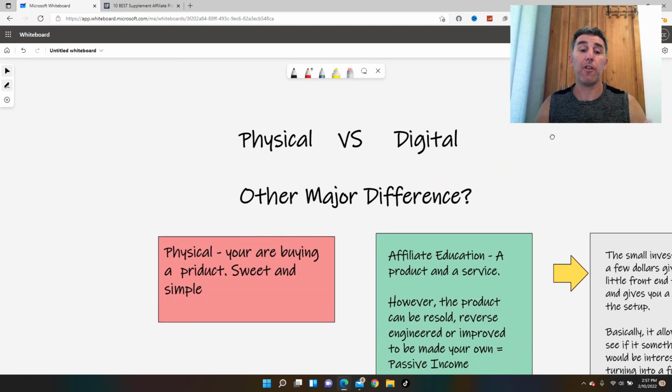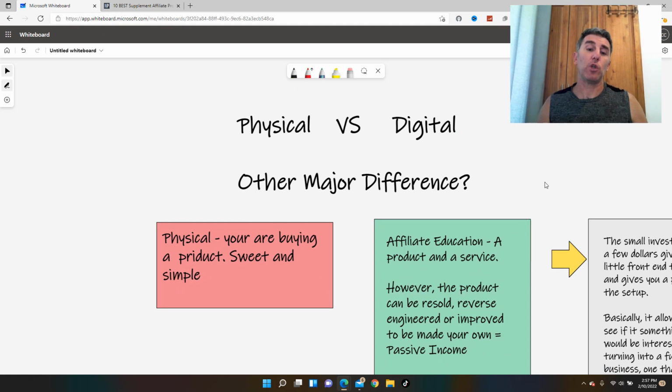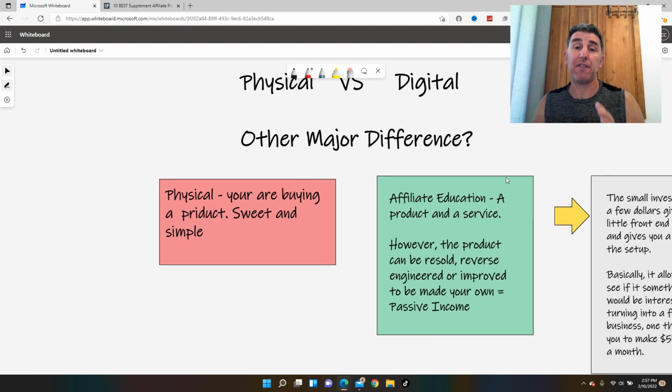Then the other major difference, the physical, you're buying a product, sweet and simple. You're buying it, this is what you have, it's yours, you're stuck with it. But with a digital product like affiliate education or service, it can be resold, it could be reverse engineered, improved, and made your own, and now you have passive income. Now what I mean by this, and this is one of the big things about this course and all the courses, doesn't matter who you use.